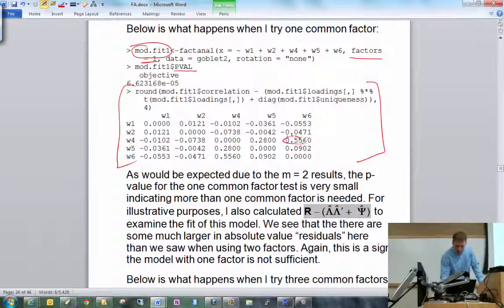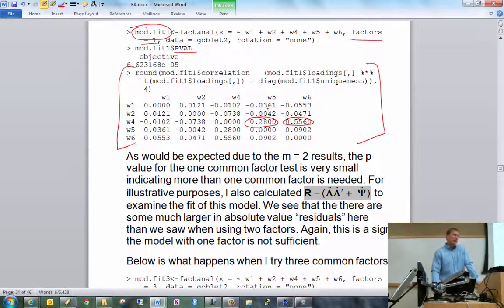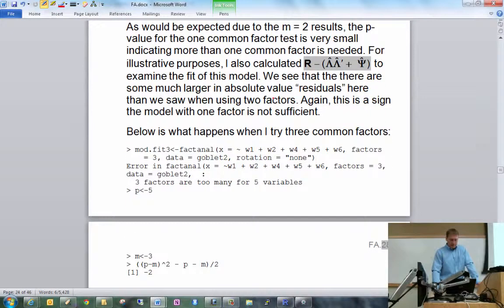Well, take a look at this. Take a look at, for example, those two residuals there. One of them is 0.5560. Again, correlations are between -1 and 1. 0.5560, that's a big part of that possible range. So, by looking at the residuals, we see that our factor analysis model is not sufficient with only one common factor. Okay, so what happens if we try three common factors?